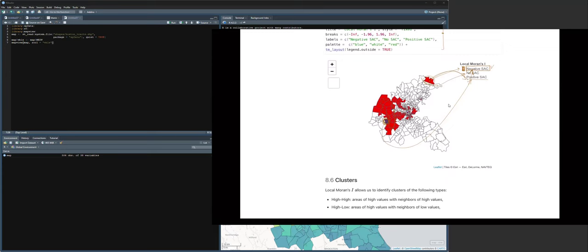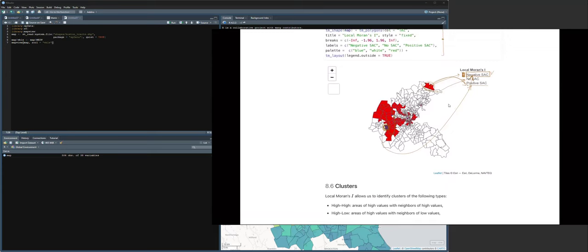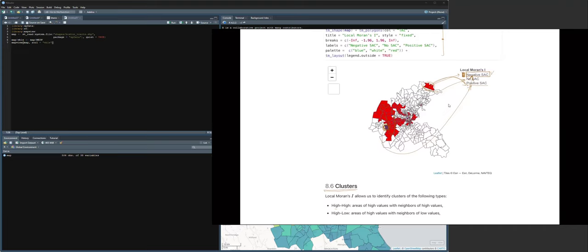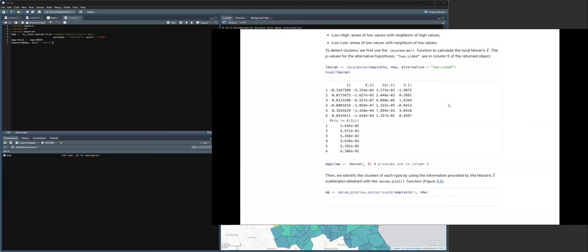Okay, sorry about that. And then also, when we think about the clustering, that means we can think about four possible ways. One is a high value, so that means the area of the high value with the neighbor with the high value. High-low is what this blue one is about, right? The area is the high value and the neighbor is the low value. And then the area and neighbor both have low value, and the area has the low value and the neighbor is the high value. Okay, so that's the four cases we can think about.